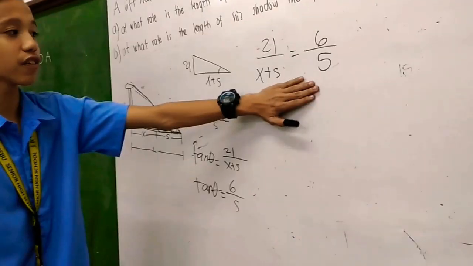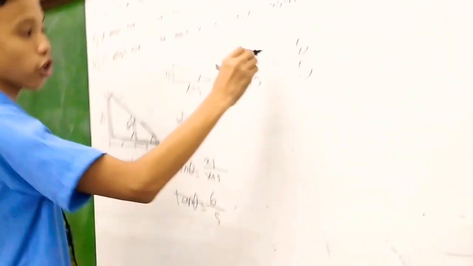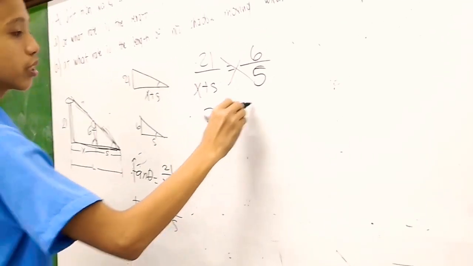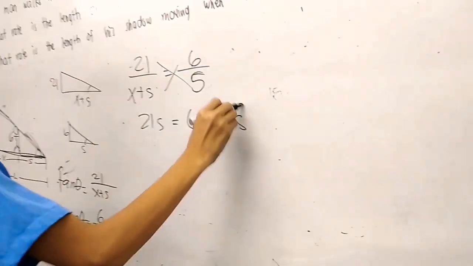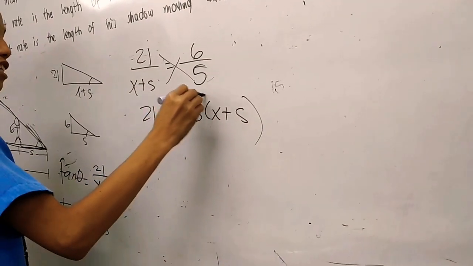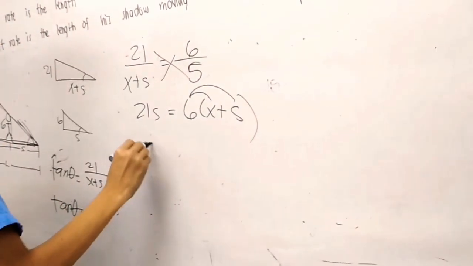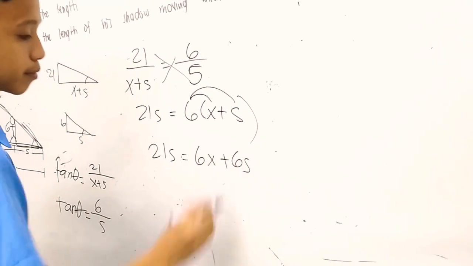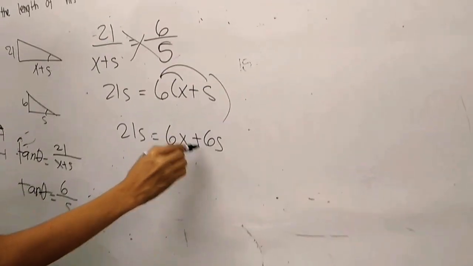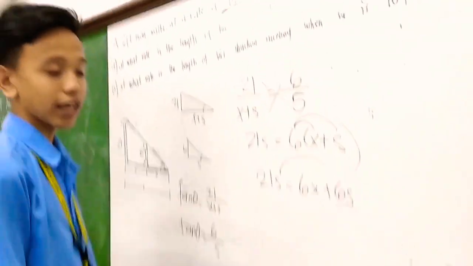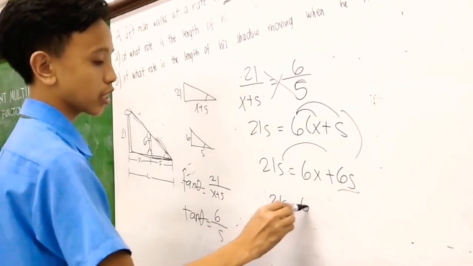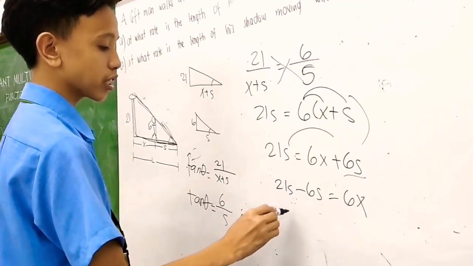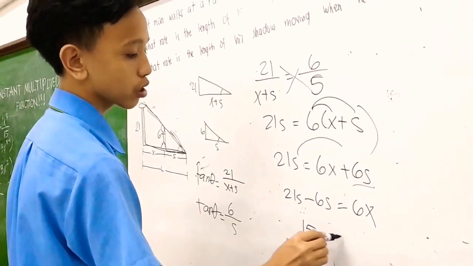Then after we equate the two terms, we're gonna cross multiply. So 21s is equal to 6 times x plus s. And then we're gonna distribute the 6 to the x and s. So 21s is equal to 6x plus 6s. Now we're gonna transfer the 6s to the other side, and it will become negative. So 21s minus 6s is equal to 6x. 21s minus 6s is simply 15s is equal to 6x.